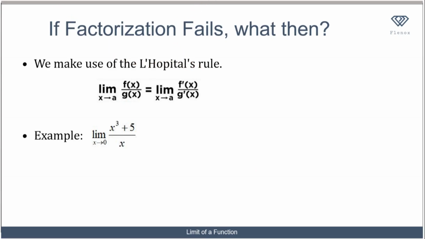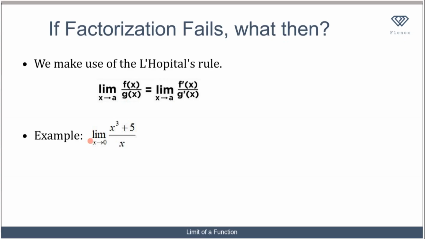So L'Hopital's rule is based on differentiation, and what it says is that the limit of f of x over g of x, where f of x represents the numerator and g of x represents the function of the denominator, as x tends to a, is equal to the limit of f prime of x over g prime of x as x tends to a. This f prime of x means the differentiation of this function, and this g prime of x means the differentiation of this function.